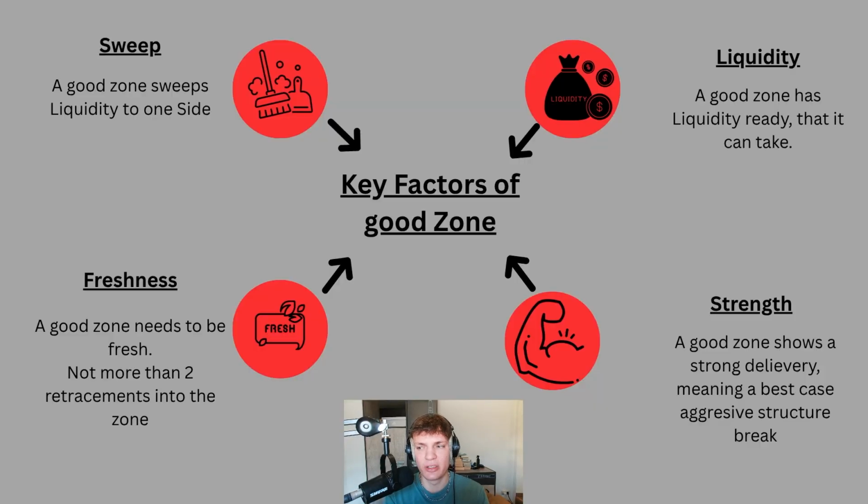In the last video, we looked at the key points for a good zone. We've worked out 4 points that you can see here again. Firstly, we want to see a sweep of liquidity. We want to see full liquidity in front of our zone. We want a strong zone and we need a fresh zone. We want to go deeper today and take a closer look at the strength of a zone.